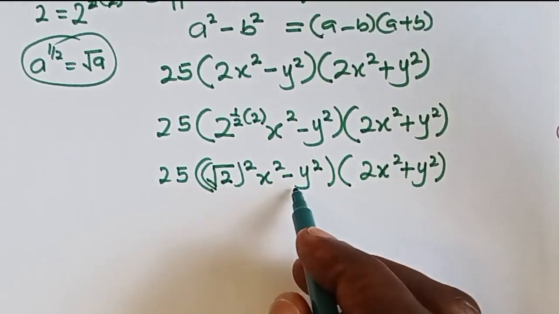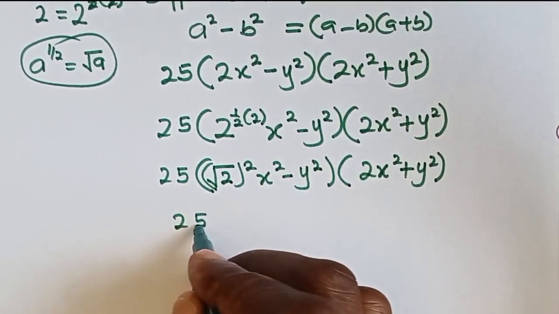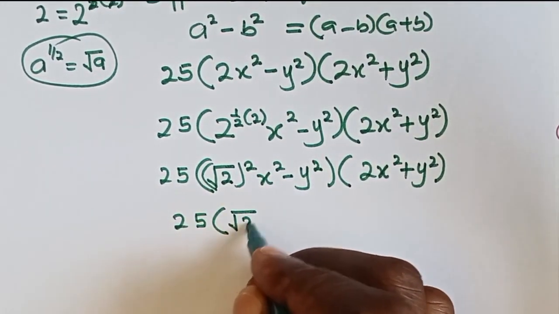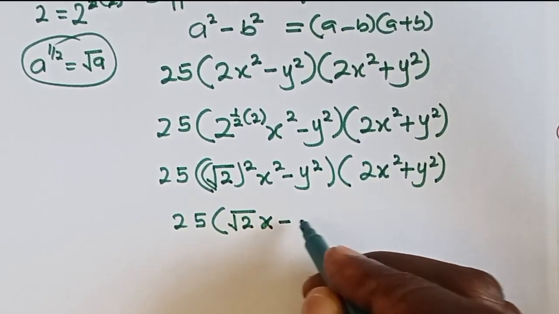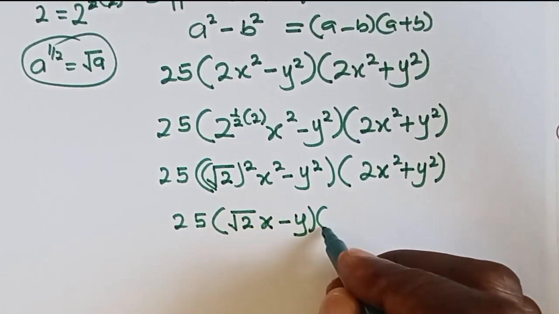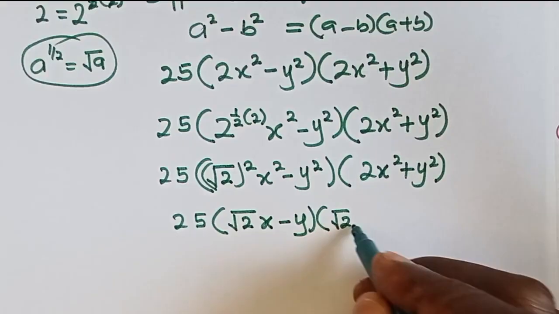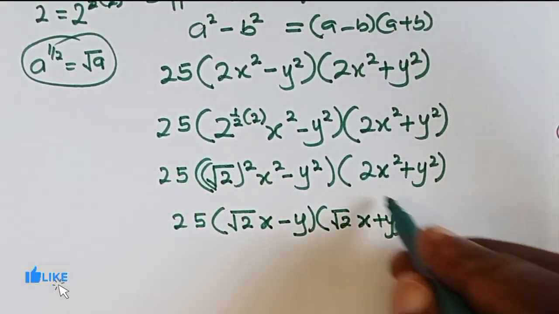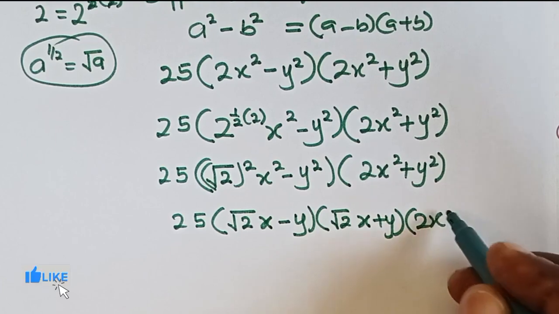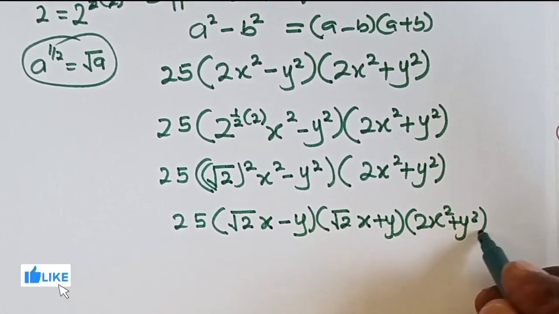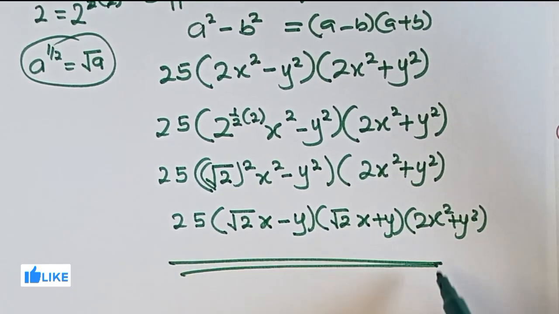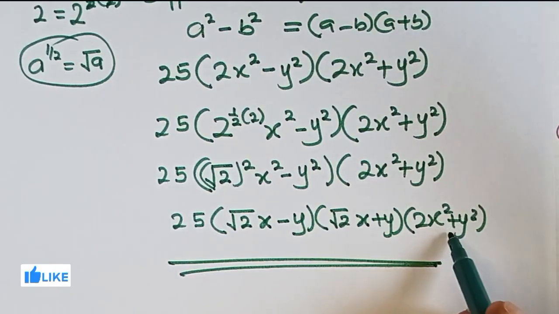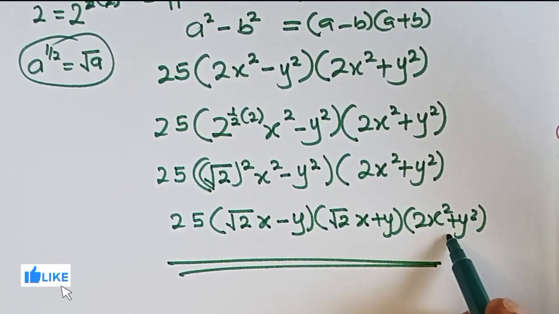Alright, so we do difference of squares. That becomes root 2x minus y, then root 2x plus y. This is the same thing as this. Then multiply by 2x squared plus y squared. Alright, so this is the final answer. We can't further simplify this because this is a sum of squares.